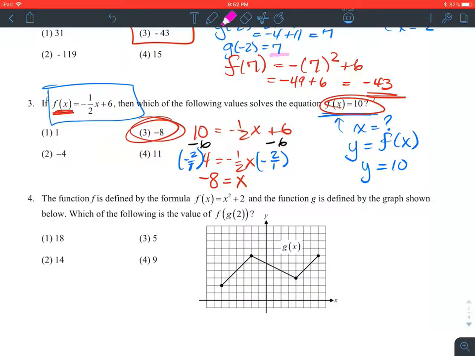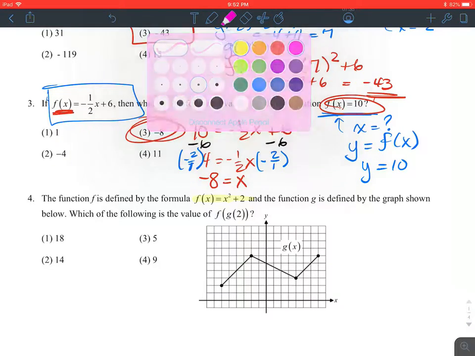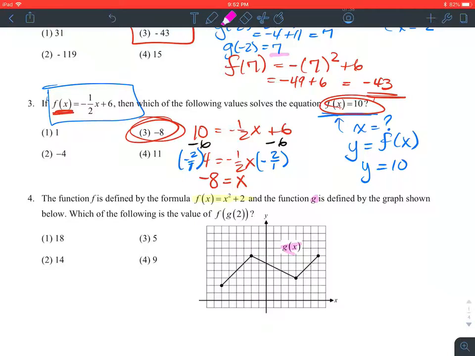Moving right along to number 4. Here we have the function f and the function g. And the function g is defined by the graph. And we're asked to evaluate the composition of these functions. Now the inside function g is represented by the graph. That's where the number is. So that's what we need to evaluate first.